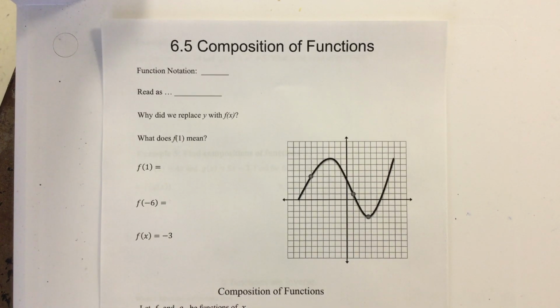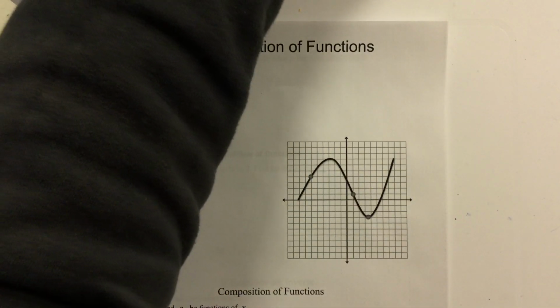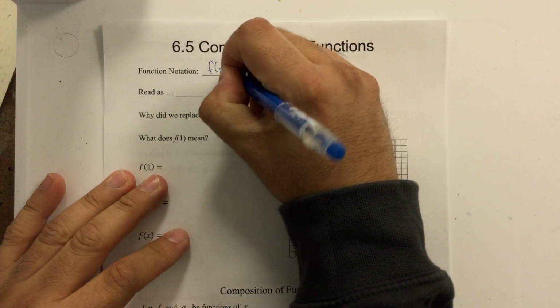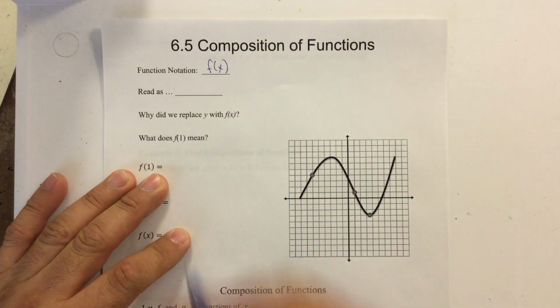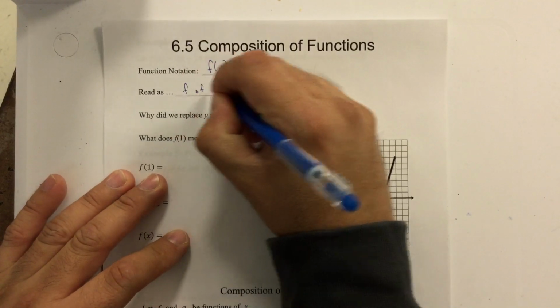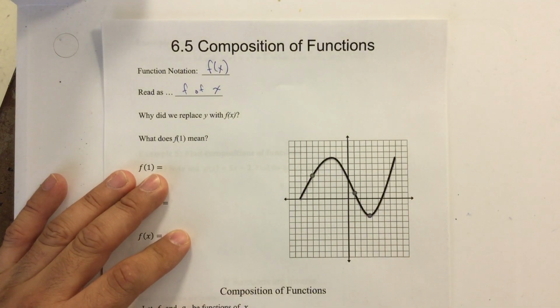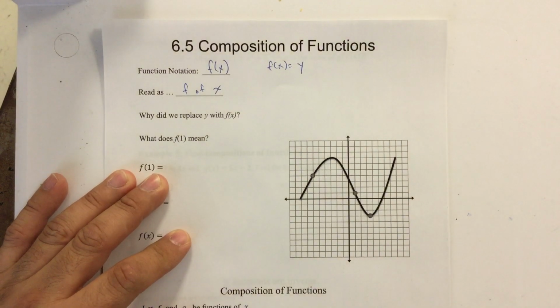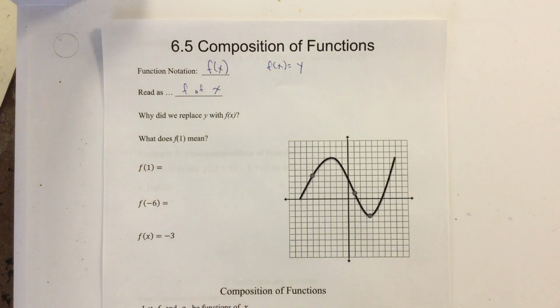All right, so this is 6.5, composition of functions. So function notation is going to be written as f of x. And we don't say fx, we usually say it f of x. And if you've forgotten, just remember that f of x is actually equal to y. Do y'all recall that? Okay.